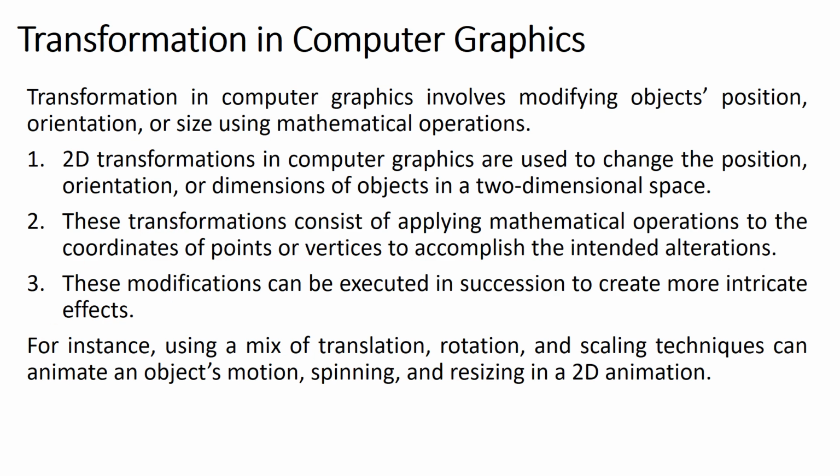Two-dimensional transformations are used to change the position, orientation, or dimensions of the object in two-dimensional space. Three-dimensional or 3D transformations are used to change position, orientation, or dimensions of objects in three-dimensional space. These transformations consist of applying mathematical operations to the coordinates of points or vertices to accomplish the intended alterations. These modifications can be executed in succession to create more intricate effects.